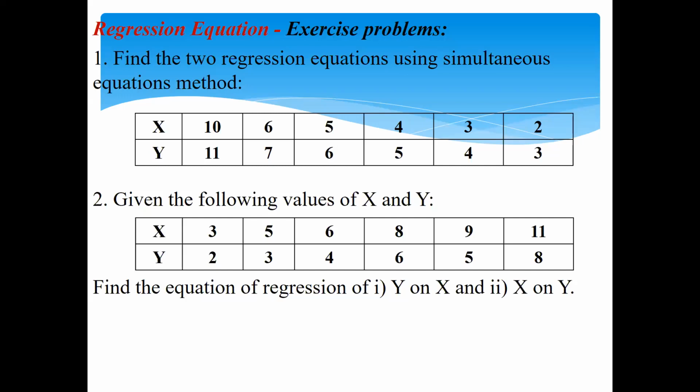For the second problem you also need to do the same. X column, Y column, find out X square, find out Y square, find out XY, and then find the summation for all the columns: summation X, summation Y, summation X square, summation Y square, summation XY. Then first go with the regression equation of Y on X. Find out the A and B values and substitute in the equation to get the regression equation Y on X. Similarly, the second thing is to find the regression equation of X on Y.